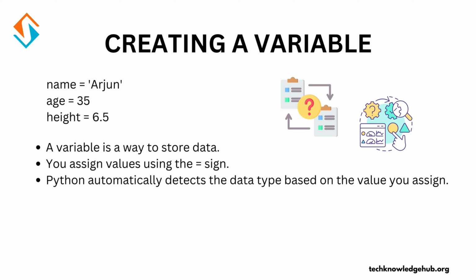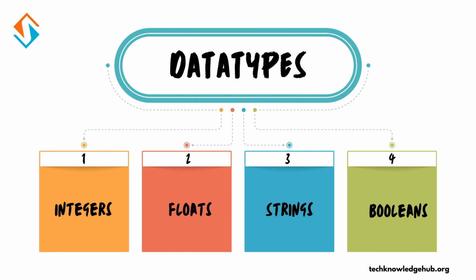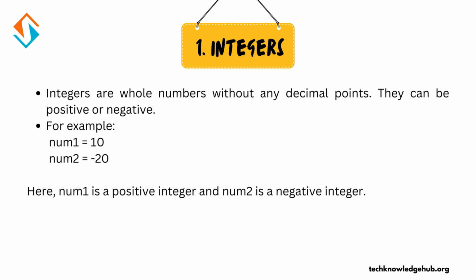Now that we've seen how to create variables, let's explore some common data types in Python. Python has several built-in data types, but for now we'll focus on four fundamental ones. First is integers. Integers are whole numbers without any decimal points. They can be positive or negative. For example, num1 = 10 and num2 = -20. Here, num1 is a positive integer and num2 is a negative integer.